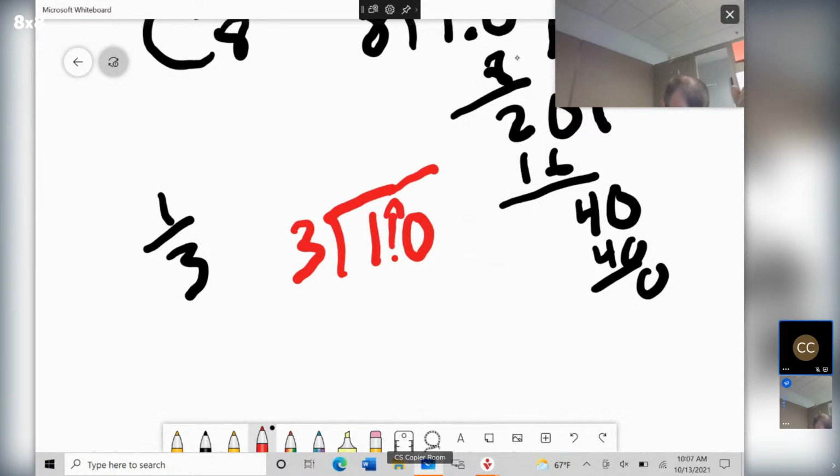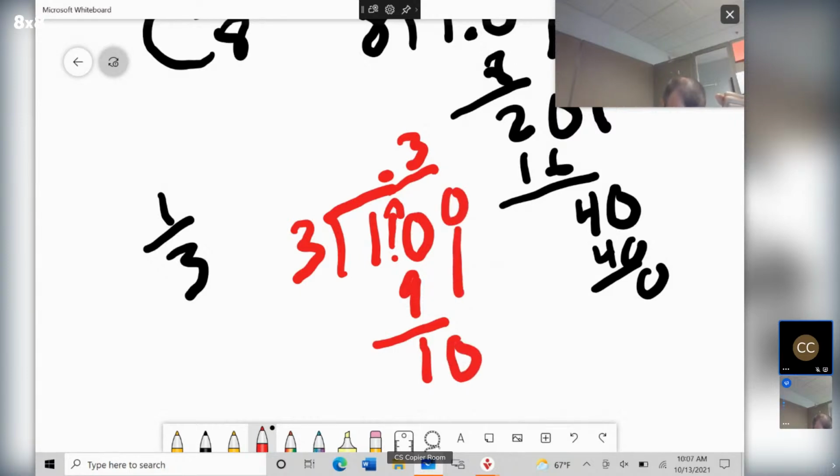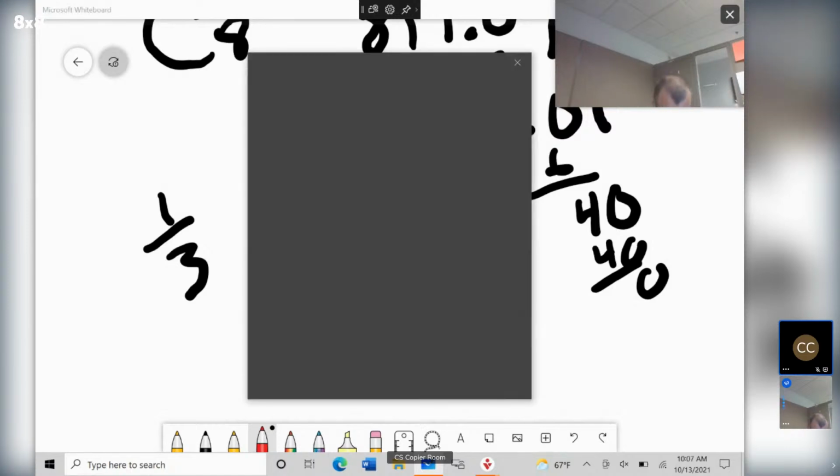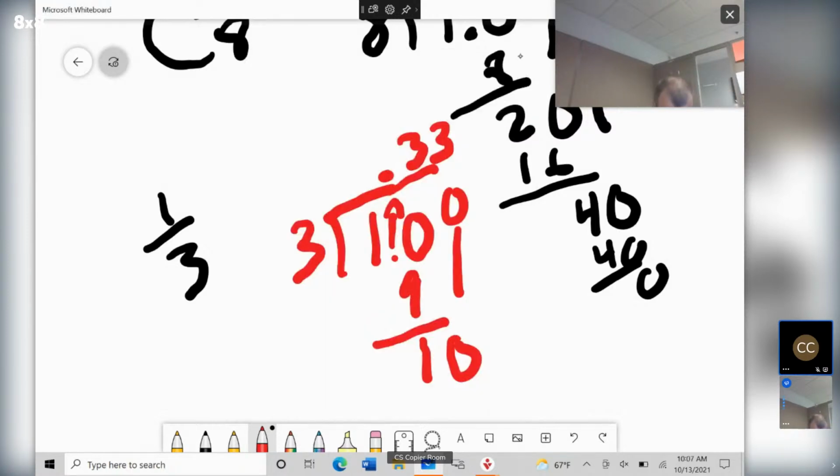Okay, so 3 goes into 10 3 times. 3 times 3 is 9, and that's going to be 1. We're going to have to bring another 0 down, and it's 10. 3 goes into 10 3 times. And what's going to happen here, you guys, then we do 3 times 3 is 9. It's going to continue to be 10, and these 3s are going to go on forever.